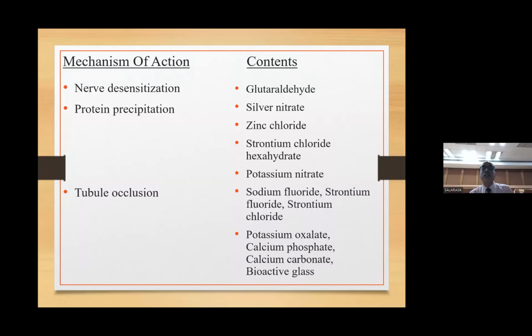Then silver nitrate, zinc chloride, strontium chloride and potassium nitrate are all protein precipitating factors, and they try to occlude some part in addition to the nerve desensitization. Certain dentifrices currently available, like Colgate Pro Relief and Sensodyne Rapid Relief, contain strontium chloride, potassium oxalate, bioactive glasses and various other components that have the capacity to occlude the dentinal tubule completely or partly.